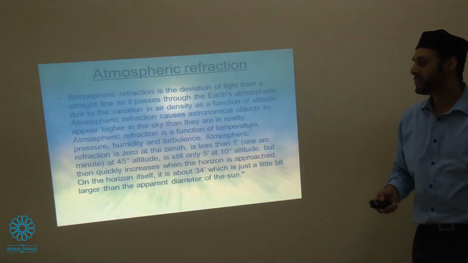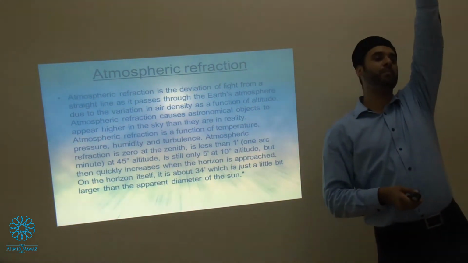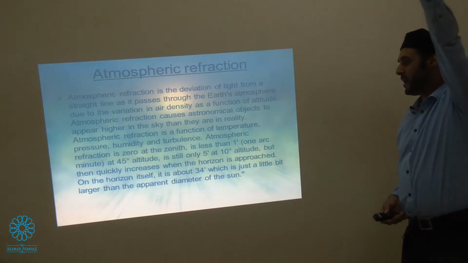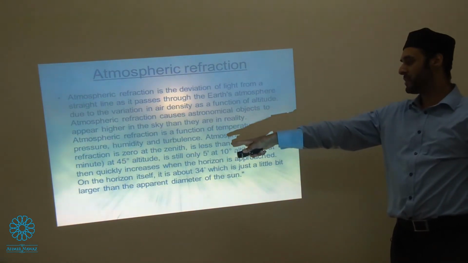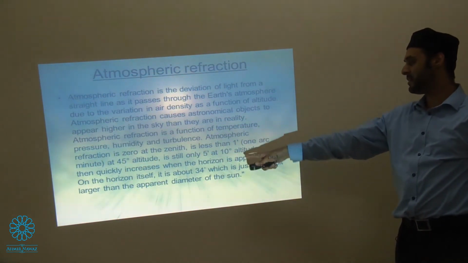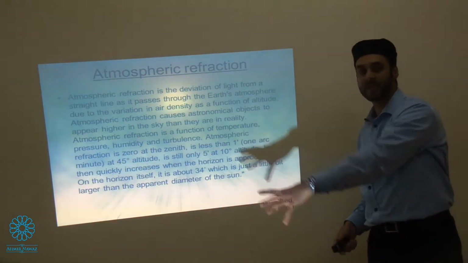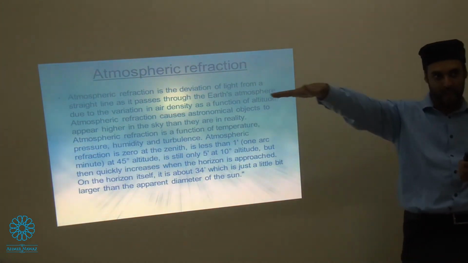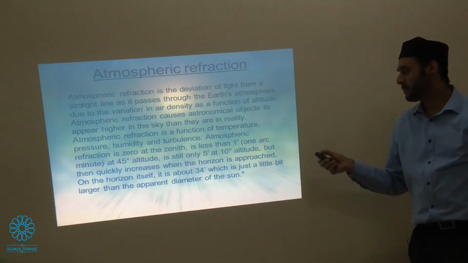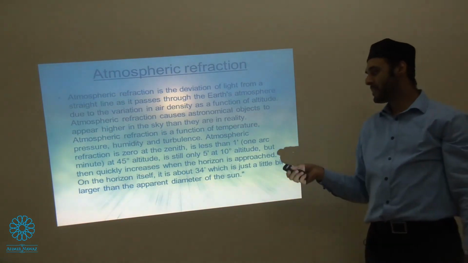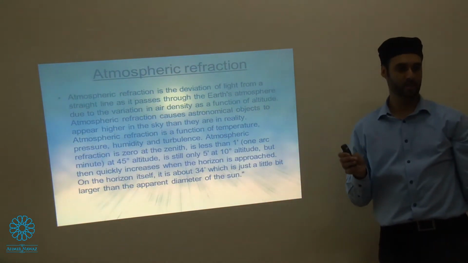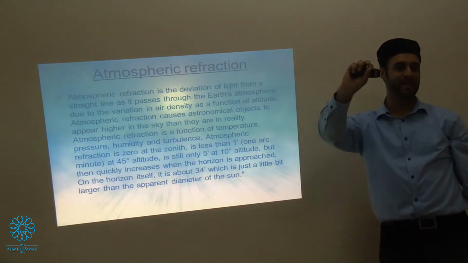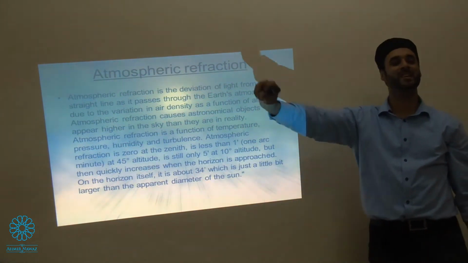So atmospheric refraction is 0 at the zenith. At the zenith, at the top, it's 0. But as you move down, at 45 degrees it's still only about 1 arc minute, at 10 degrees about 5, but then it quickly increases because you're seeing through more of the atmosphere now. So on the horizon itself, it's about 34 arc minutes, which is just over the size of the solar disk. The solar disk is 32 arc minutes.